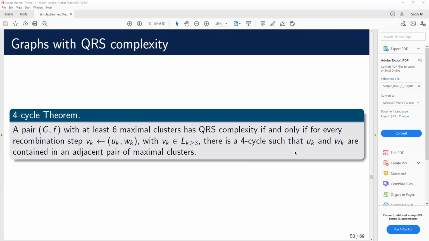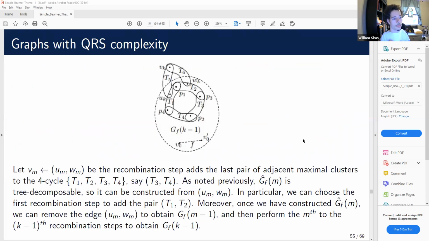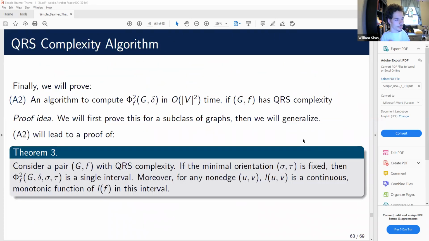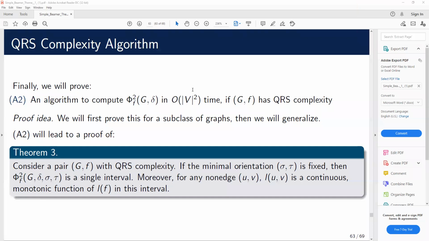Right. So one question would be, what are the good uses of the 4-cycle theorem? Yeah, so, well, one would be the stuff that I wasn't able to get to. We were going to discuss an algorithm to compute the Cayley configuration space for pairs with QRS complexity in quadratic time in the number of vertices, as opposed to the ELR algorithm, which could take exponential time.